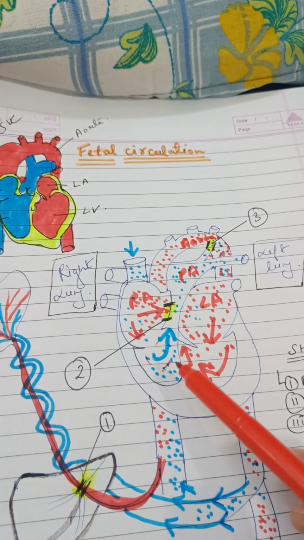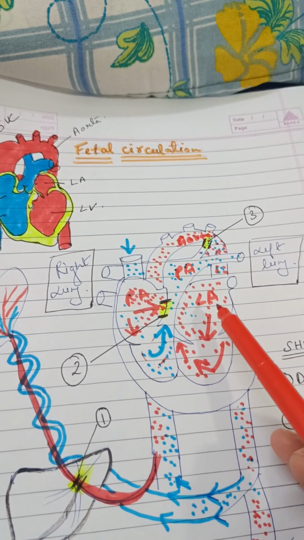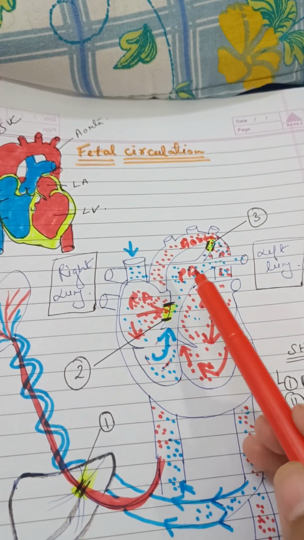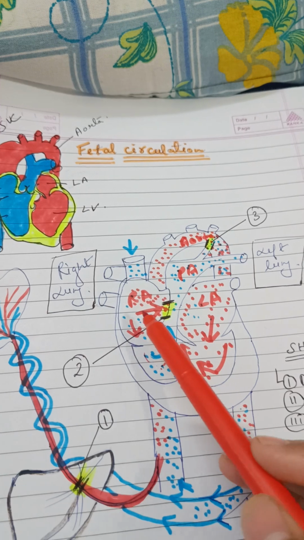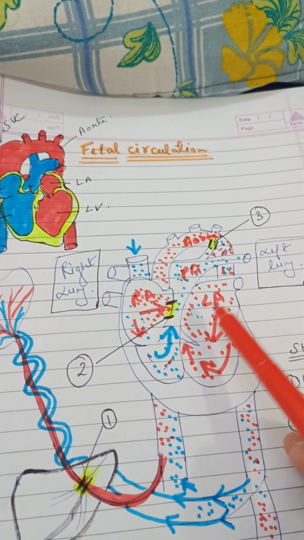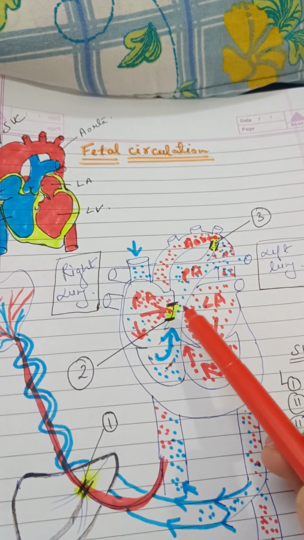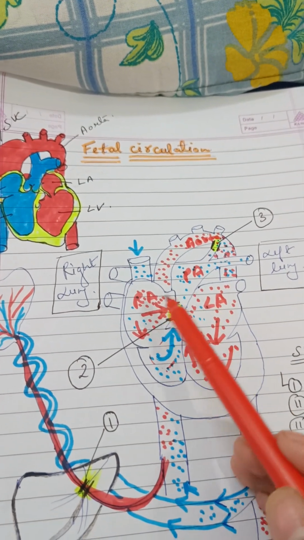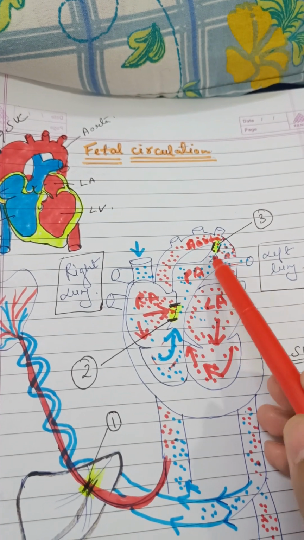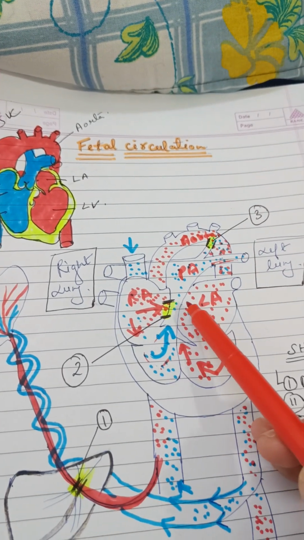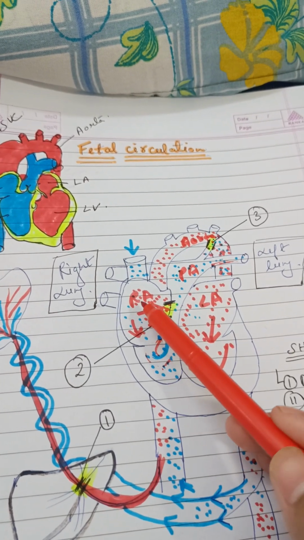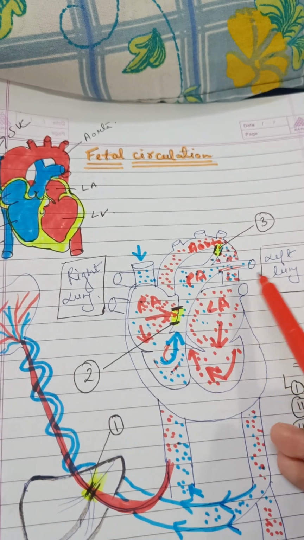So the right side of the heart will have more pressure than the left side of the heart. Because of the increase in pressure, this blood will try to flow to the low pressure area. The right side has more pressure than the left side of the heart during the fetal period, so this blood will try to flow to the left side. See here, because of the resistance, it does not move this side, it tries to move this way. Because of the lungs' resistance, it will try to move this way. So this is the reason shunting takes place.